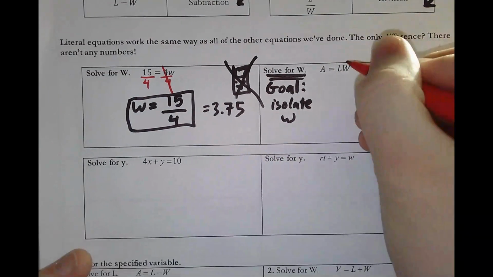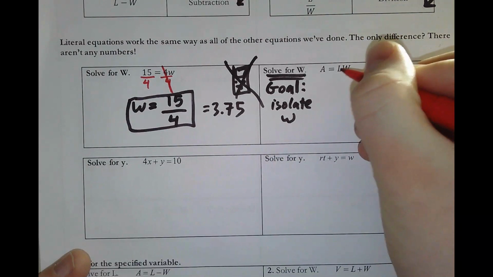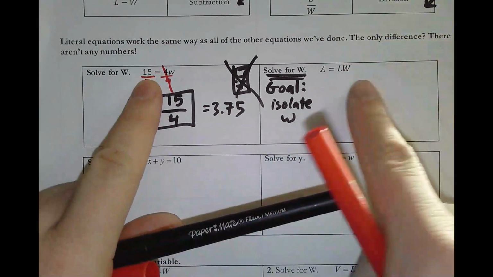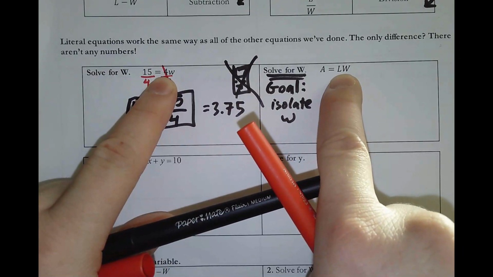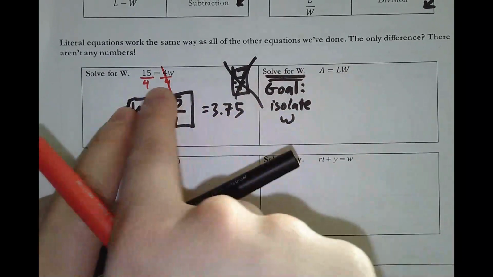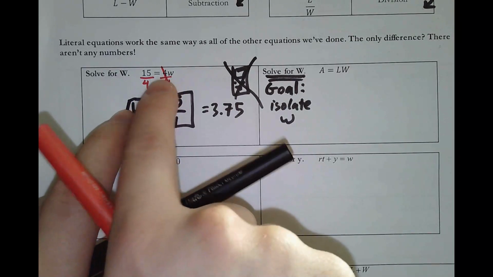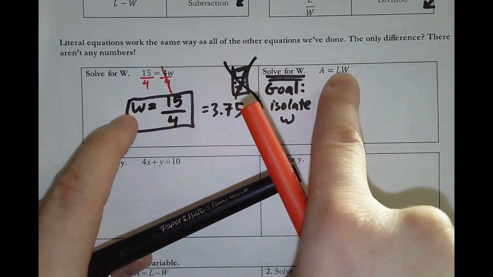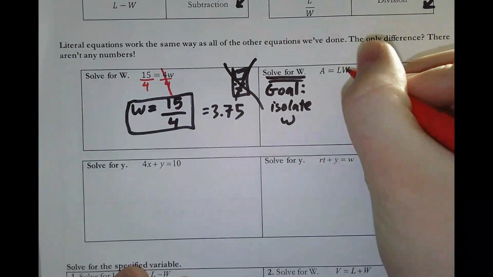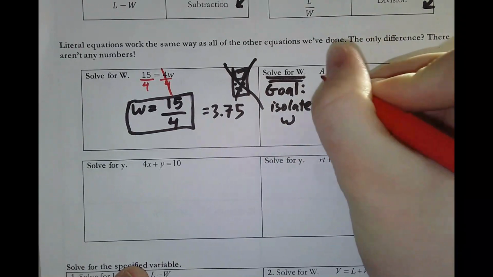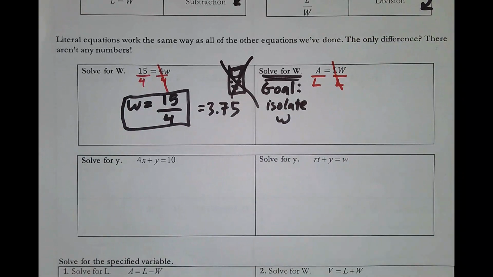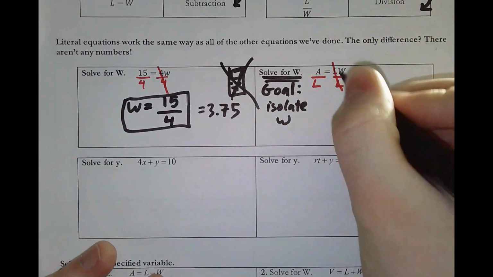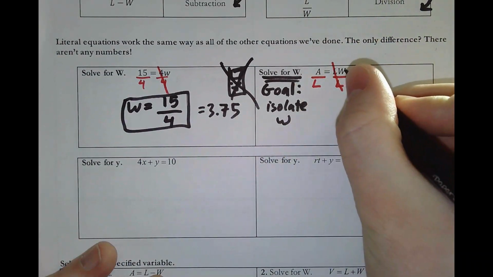So how would I get rid of the thing that's next to W? These two problems are very similar. How would you get rid of the L? How would you get rid of the 4? How did we get rid of the 4? We divided. So how do we get rid of the L? Yes, we also have to divide by L, to both sides, to isolate W, to get W by itself.